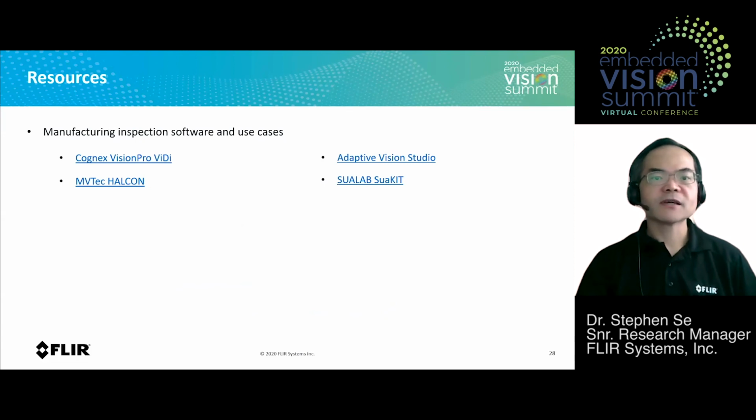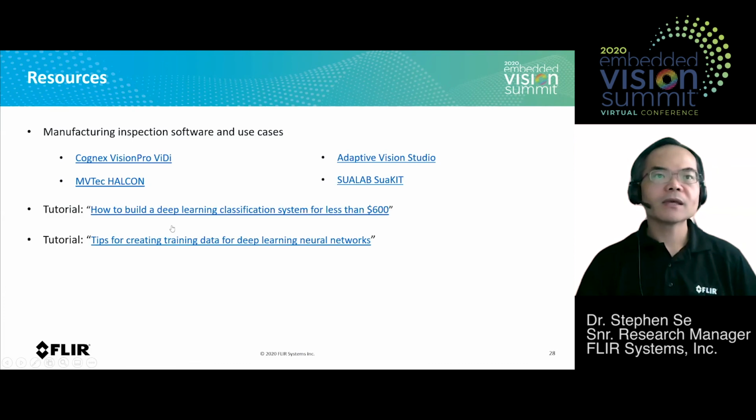Here are some resources for those of you who would like to learn more about deep learning for manufacturing inspection applications. These are some commercial deep learning software packages I mentioned earlier, which are tailored to manufacturing inspection applications, and they provide a number of use cases so that you can see whether and what types of applications have worked well. Here is a tutorial on using TensorFlow open source framework to build an inexpensive deep learning classification system based on the workflow I presented earlier. And here is another tutorial on some tips for creating training data for deep learning models.